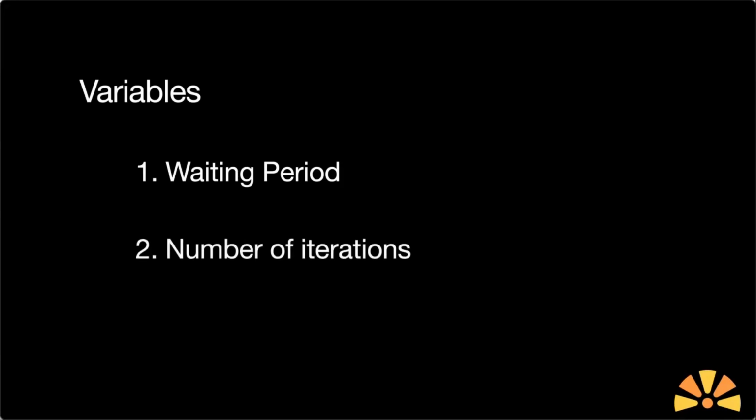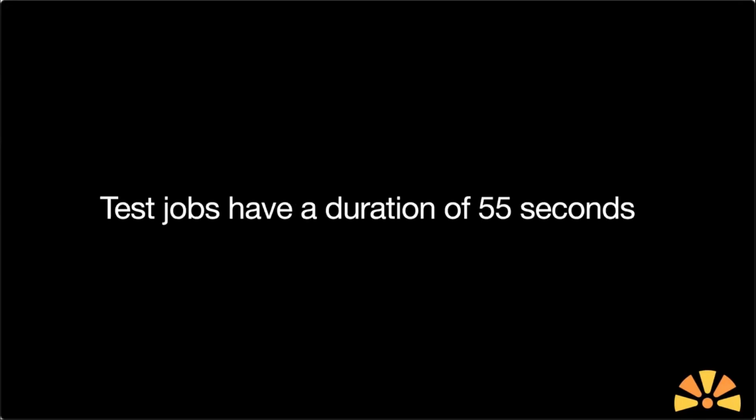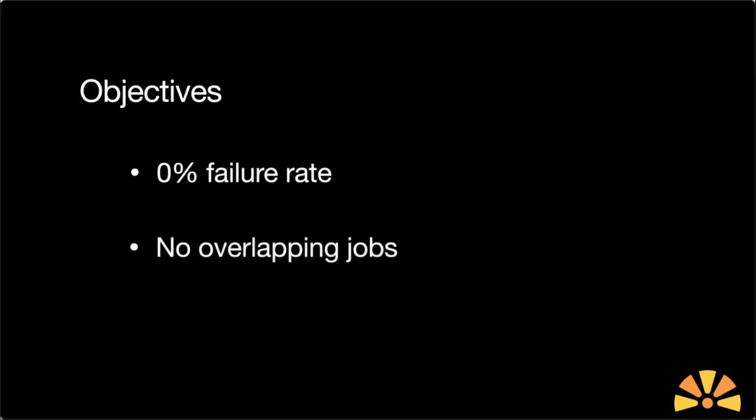In this presentation, we will discuss the results gathered from the jobs, which last 55 seconds. Let's take a look at our objectives. We want all requests sent to the monitoring service to be processed successfully. We also want to avoid overlapping jobs. These are jobs which do not finish executing before their next scheduled execution time. This results in multiple instances of the job running at the same time.